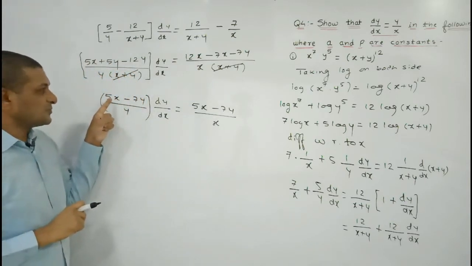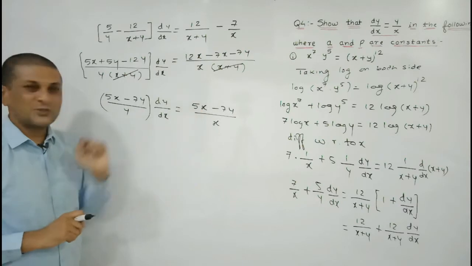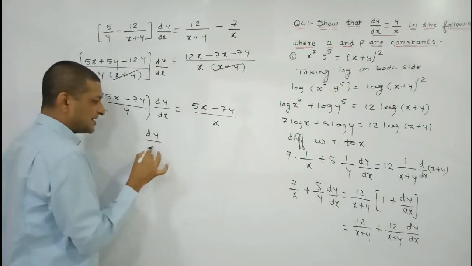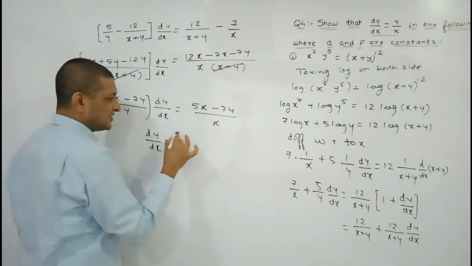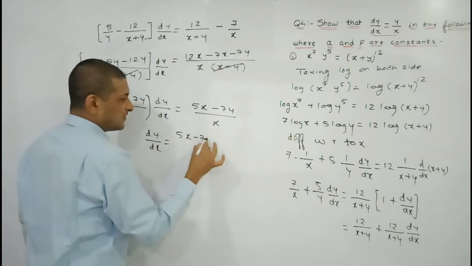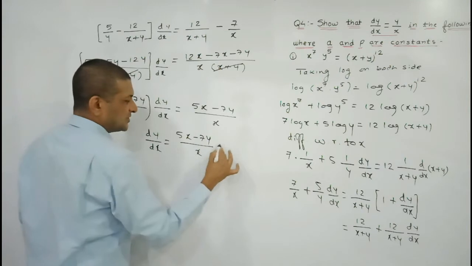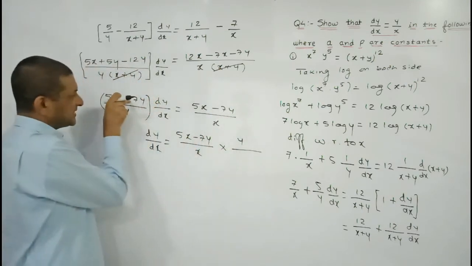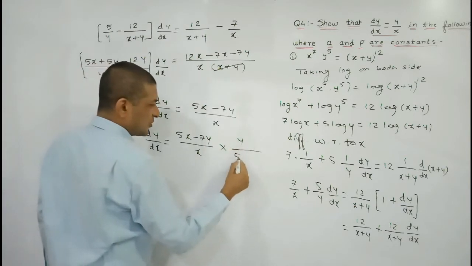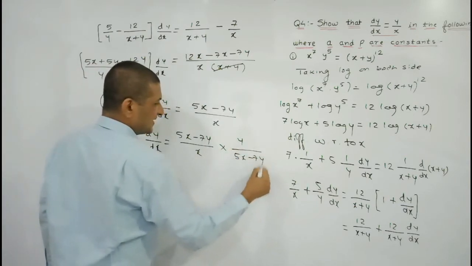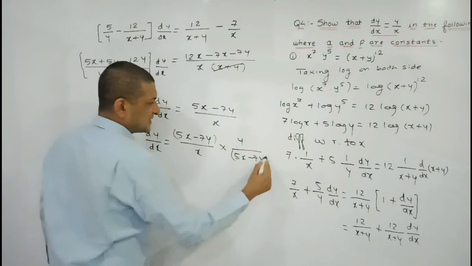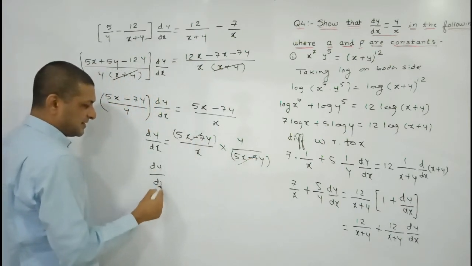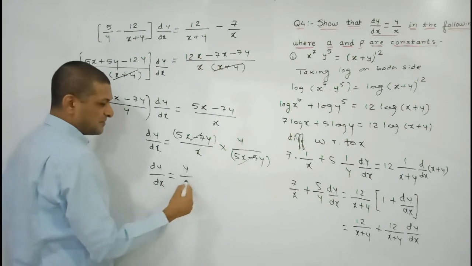So here also we can observe that we are able to cancel these two terms because they are exactly the same. So dy upon dx will be equal to, keep this 5x minus 7y upon x as it is, into y will get multiplied on this side and 5x minus 7y will get divided on this side, 5x minus 7y, isn't it? Let's simplify this now. If these two terms are cancelled, what will we get? dy by dx is equal to y by x.